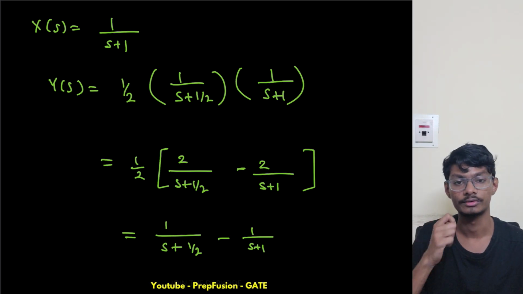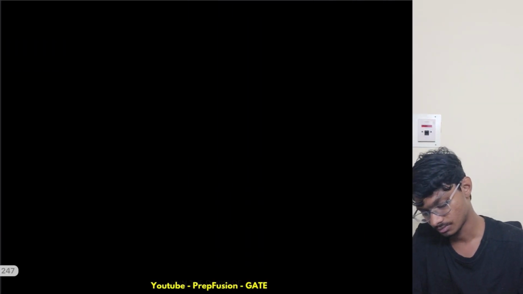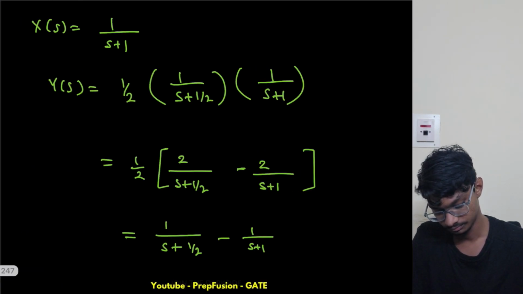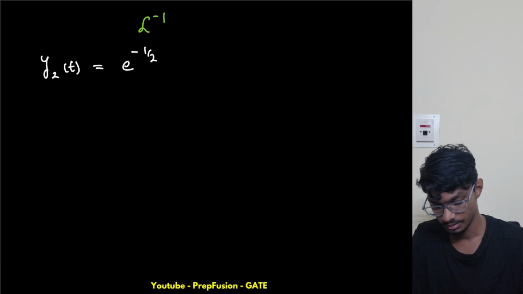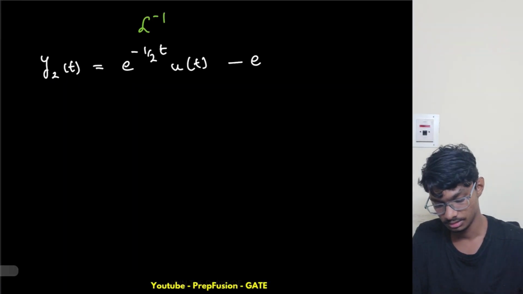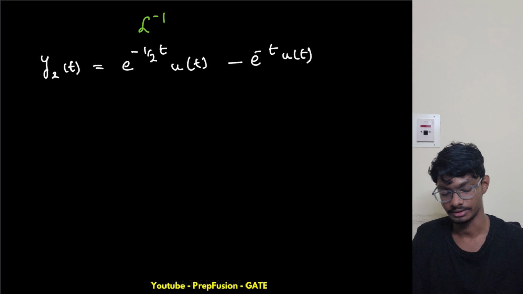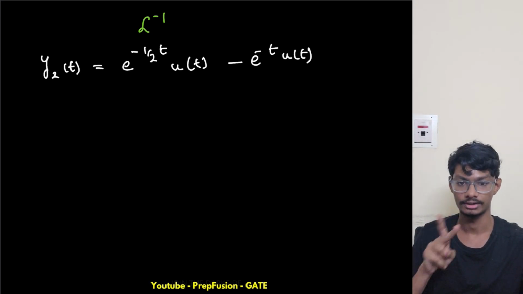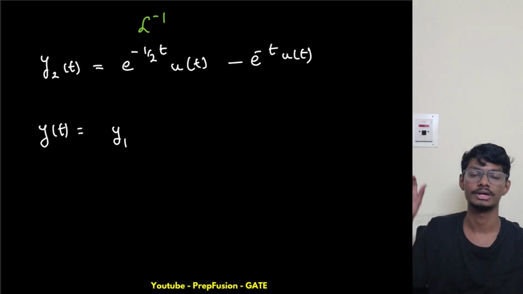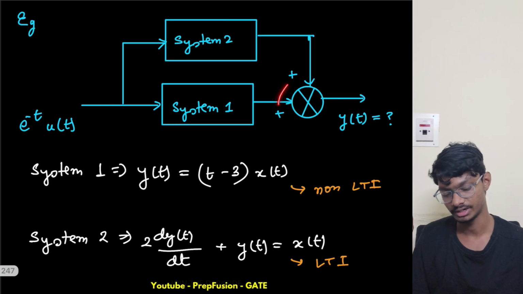Okay, now what do you do? Take the inverse Laplace transform. So taking the inverse Laplace, y2 of t becomes e raised to power minus 1 by 2 t u of t minus e raised to power minus t u of t. Now we have to add these two up. So overall y of t will be, at this node we have an adder function, so we'll just add the outputs.